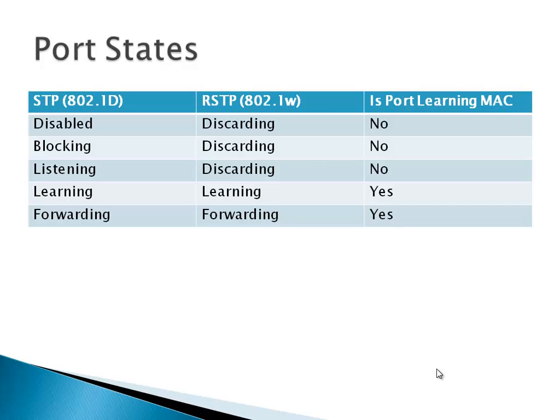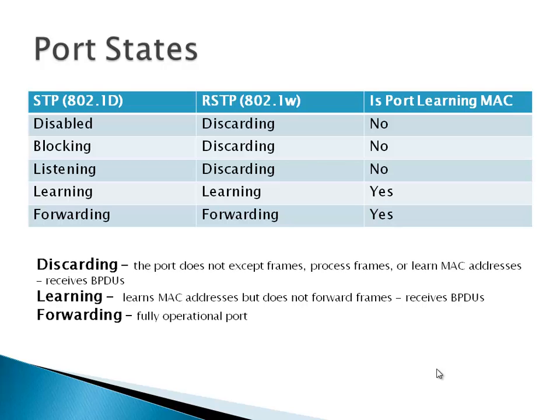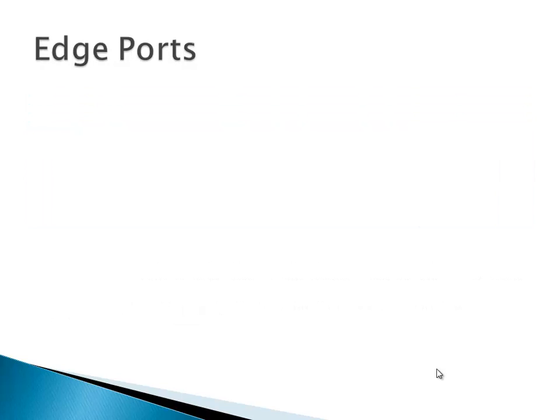So disabled, blocking, and listening are all just one word, discarding. And then we have learning, where they learn the MAC addresses, and forwarding, where it's fully functional. Discarding is a port that does not accept or process any frames or learn any MAC addresses. But remember that even when the port is in discarding mode, it will receive BPDUs and process them. Learning, it will learn the MAC addresses, but does not forward any frames. Still, it receives BPDUs as well. Forwarding, we have a fully operational port.